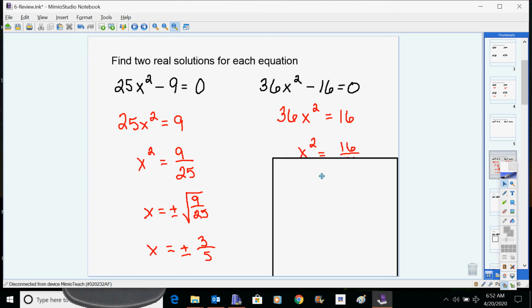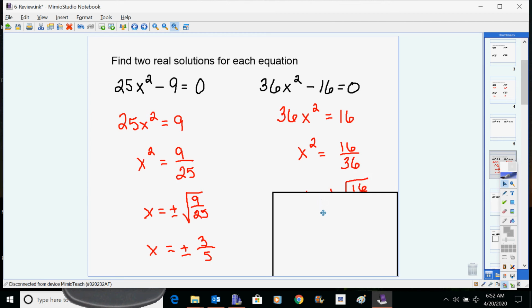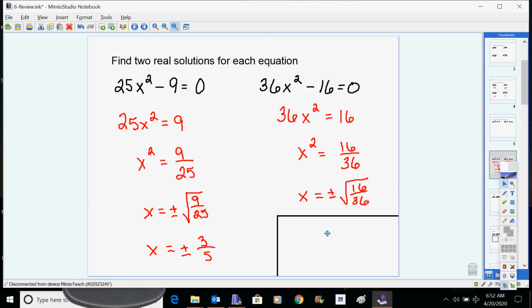Same with this one. You bring over, divide by 36 on both sides, then square root, but it's plus or minus. Square root of 16 is 4, and square root of 36 is 6. But don't forget, you're always needing to reduce to lowest terms in any case. So 4/6 does reduce, both divisible by 2.